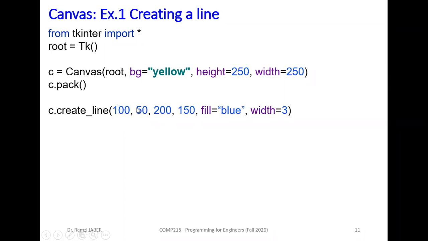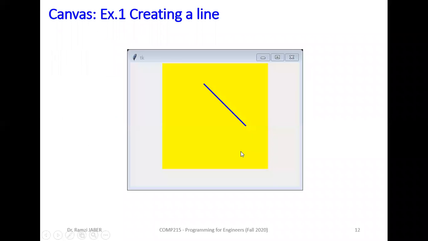So this is the starting point and this is the ending point. Also, we add some options. Fill equal blue: the color of the line will be blue and the width will be 3. Okay? And finish with root.geometry and mainloop. So we'll draw it like this.